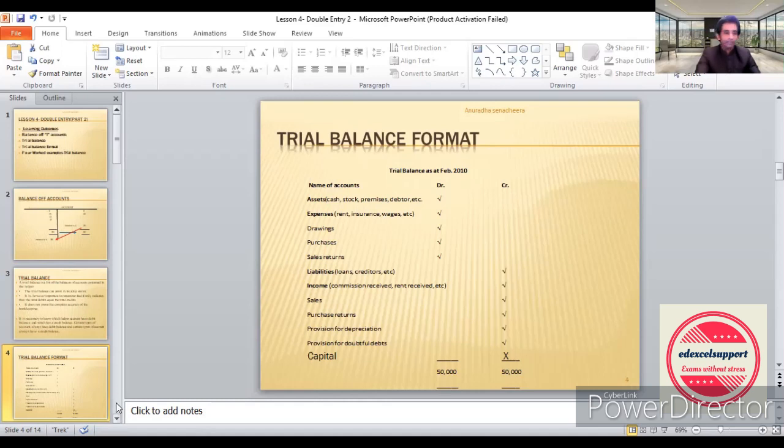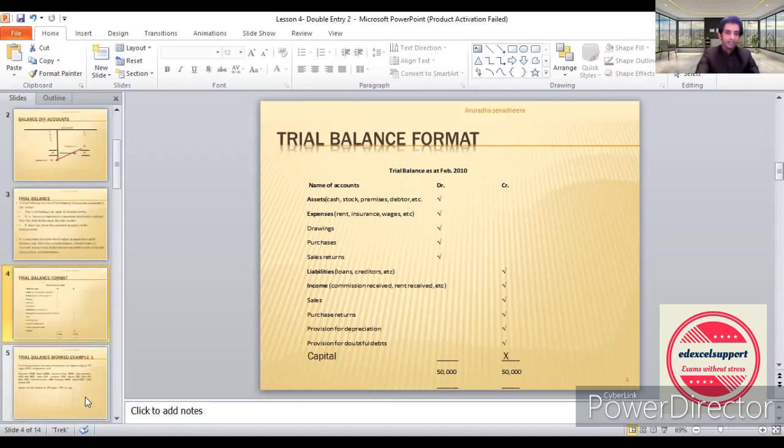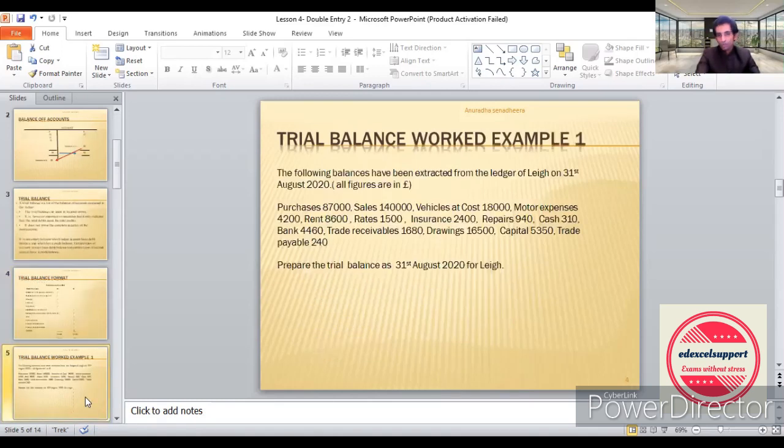Okay, with that idea, we go to the next slide, students. We have to do more sums here. Now the following trial balance, this is work example 1 we are going to do. Normally when we do sums only, we get the exact idea. So it's important in accounting that you must do more sums. Then automatically you will be mastering a subject like accounting.